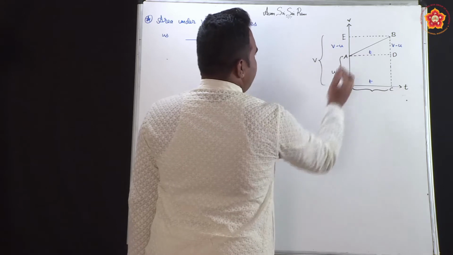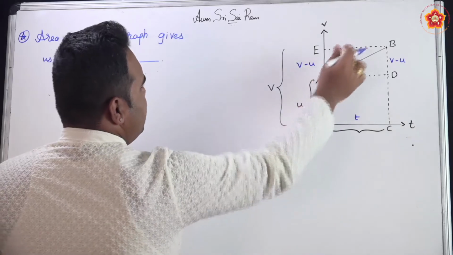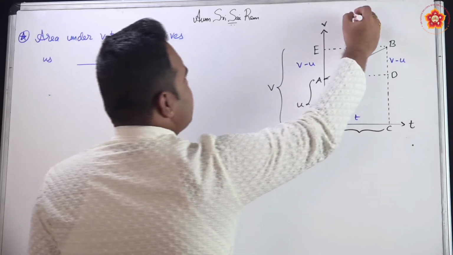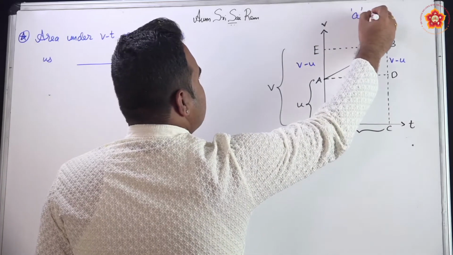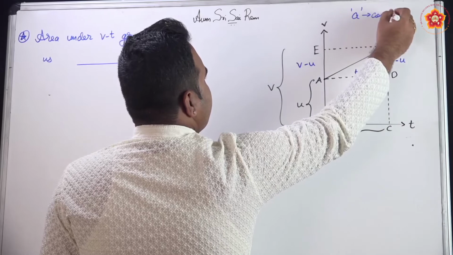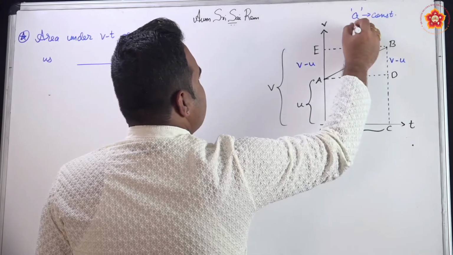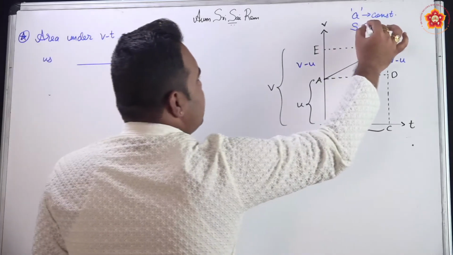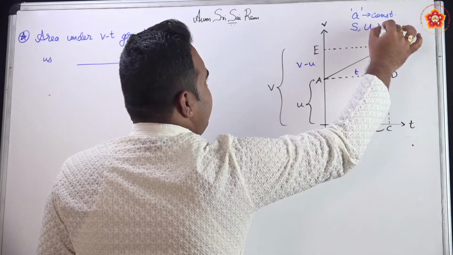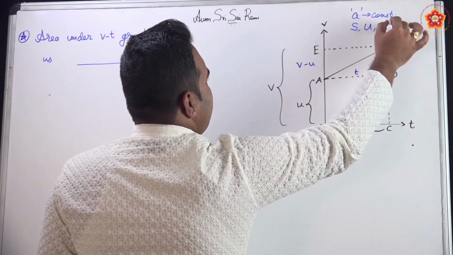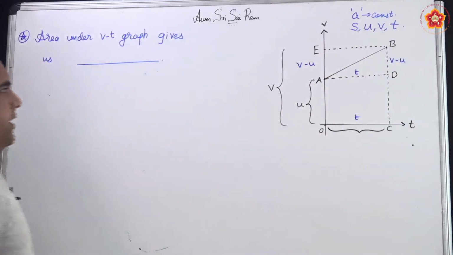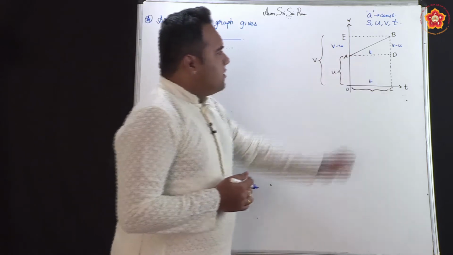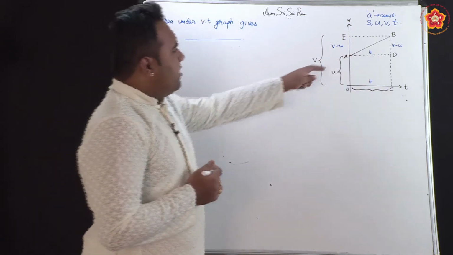Yesterday we have seen a body starts from point A, it reaches point B, and it is having a constant acceleration. The distance covered is denoted by S. U is the initial velocity, V will be the final velocity, and all these changes will occur in a time t. Now, take any part of this graph and let us try to calculate the area.